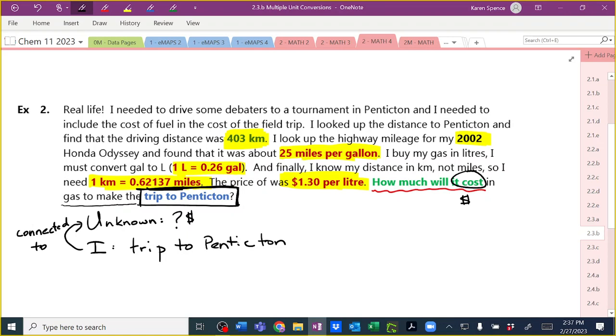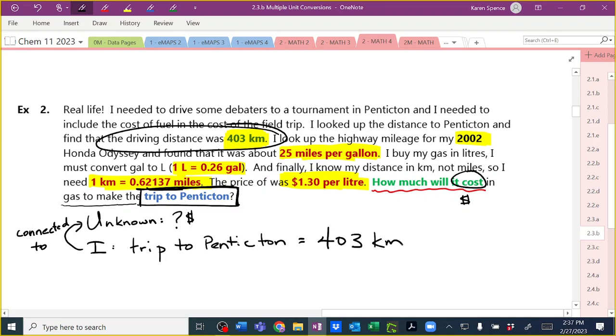Anyway, trip to Penticton. I need a number there. What number in that question represents the trip to Penticton? 403 kilometers. That was my driving distance. That is my trip to Penticton, which is 403 kilometers. Am I going to use this 2002 in my calculations, my 2002 Honda Odyssey? No, because that's just the year my car was made, okay? I no longer own it.